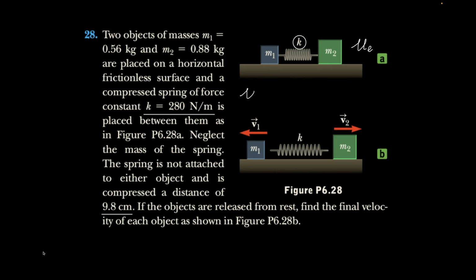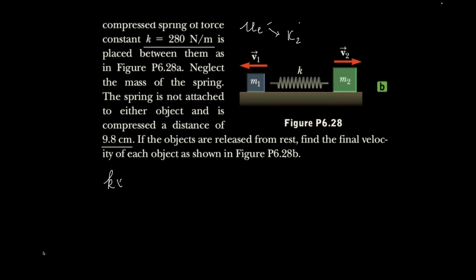So we have initial elastic energy, which, once these two objects are allowed to move, will convert into kinetic energy 1 and kinetic energy 2. Since there is a frictionless surface, we will lose no energy, and all elastic energy will turn into kinetic. kx squared over 2 should be equal to m1 v1 squared over 2 plus m2 v2 squared over 2. All those 2's can go away, so kx squared equals m1 v1 squared plus m2 v2 squared.